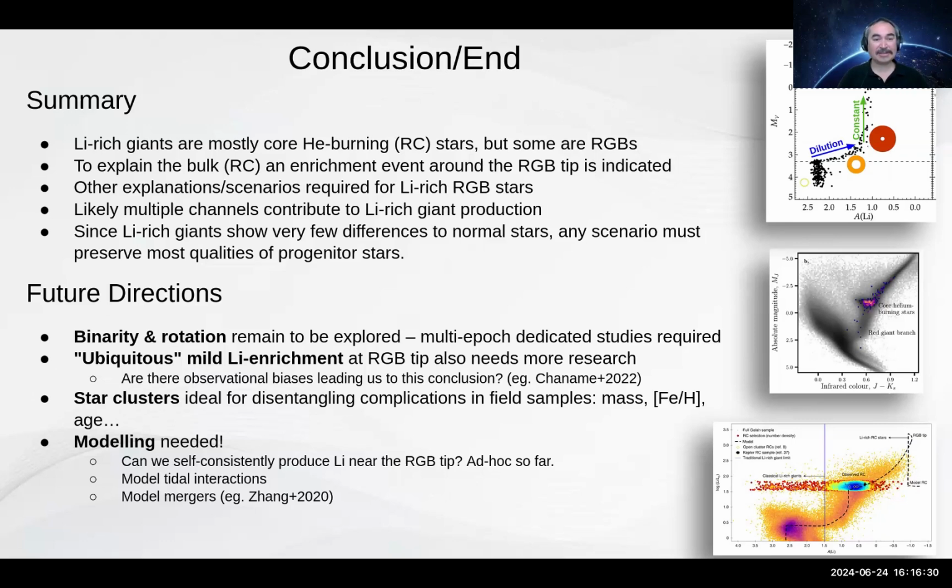Star clusters are ideal for disentangling all the problems that field samples have, of course, and I see people in the audience are working on that. That's great. And modeling, of course: can we self-consistently produce lithium near the RGB tip? So far it's been pretty ad hoc, so we need more work on mergers and binary interactions. Okay, thank you.